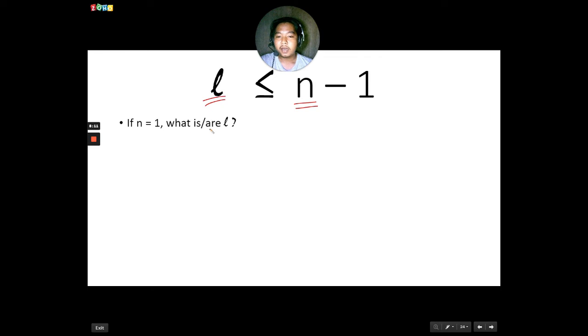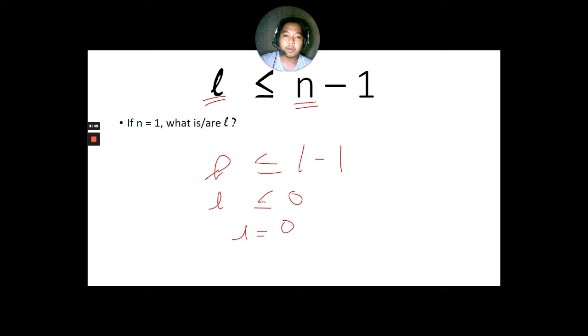So, if n is 1, what is or are L? Using the formula, if my n is 1, so forgive my cursive L, this would be 1 minus 1. L should be a positive integer. I forgot to tell you that. So, L is less than or equal to 0. It cannot be negative using this equation. Therefore, there is no whole number lesser than 0. So, L is just equal to 0. Right? So, that is if my n is 1.